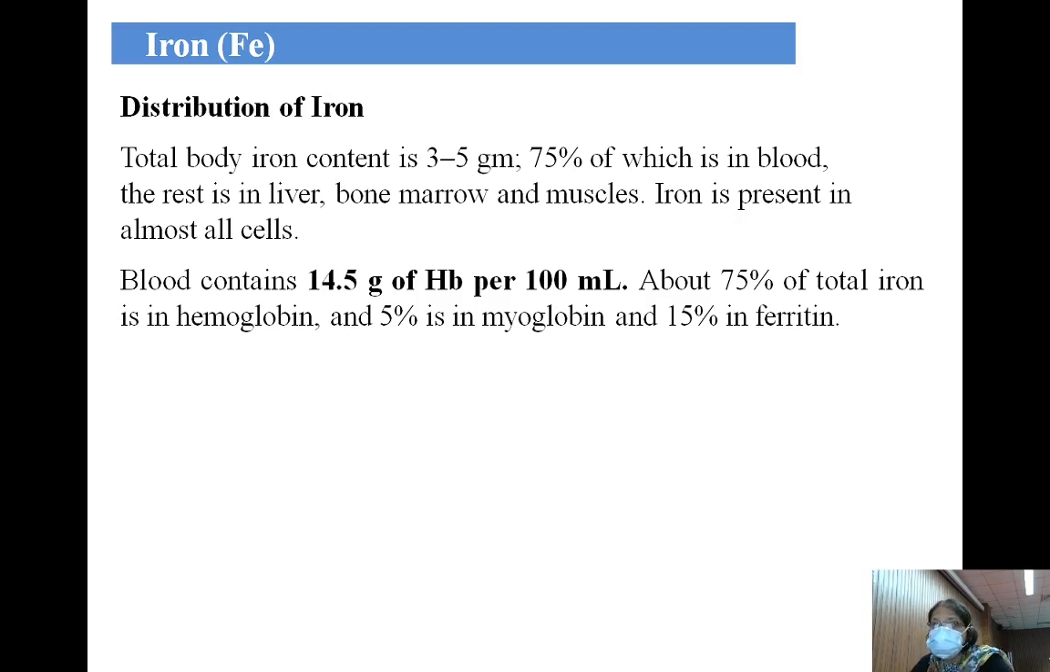Blood contains 14.5 gram of hemoglobin per deciliter, that is per 100 ml. About 75% of the total iron is in hemoglobin, 5% in myoglobin and 15% in ferritin. Ferritin is the storage form of iron, and it is a glycoprotein in nature.